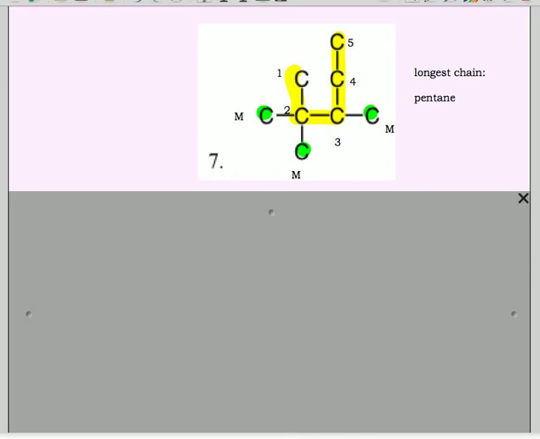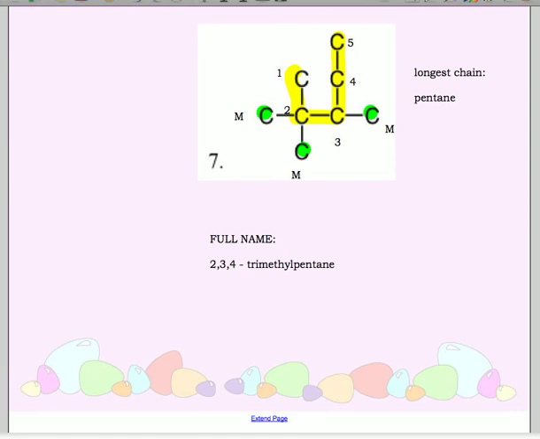Alright, so same kind of thing here. Longest chain is kind of like a little U, but you should have your longest chain being a 5 thing. This could have been your number 1 carbon. It's okay. As long as your longest chain is 5 carbons, you should get the right name here. You should have 3 methyls. And you should number from the left, because that'll give you the lowest overall numbers here. So that'll give you a name of 2, 3, 4 trimethylpentane.